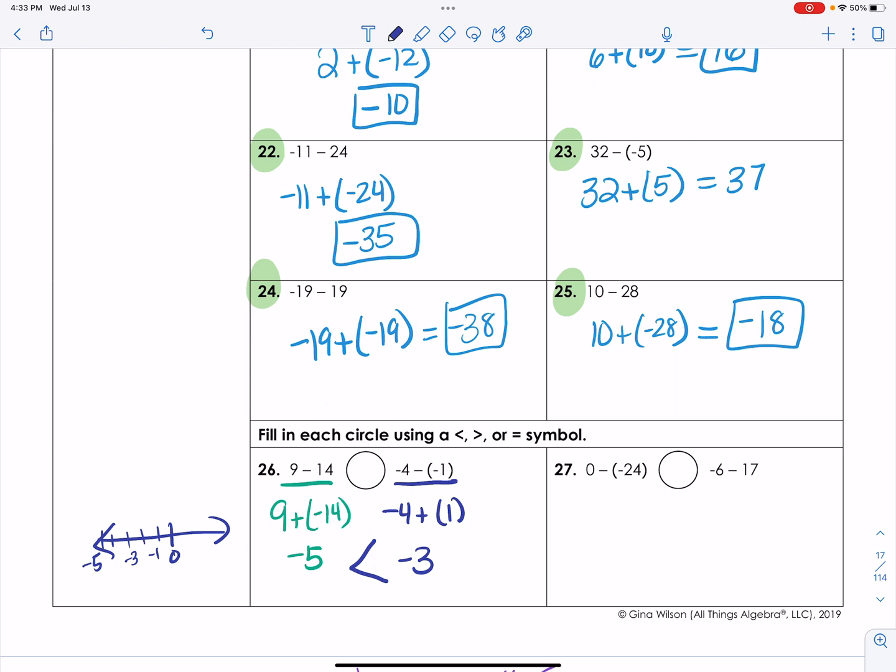Okay, I would like you to pause the video, and I would like you just to work this very last problem. See if you can figure it out. Okay, so on this one, I'm going to add the opposite. So this side is 24, and here I'm going to add the opposite. So this is a negative 23. So the positive number is definitely bigger.